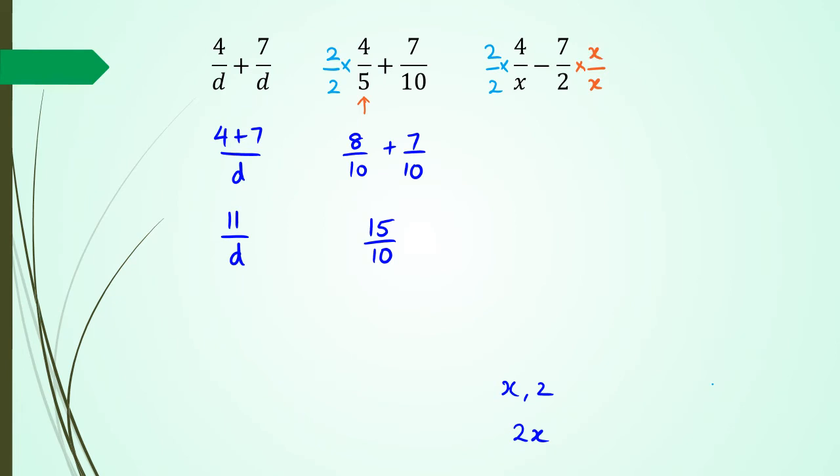When I do this, I get 8 over 2x minus 7x over 2x. And because 2x is the denominator, I'm going to rewrite this as 8 minus 7x over 2x.